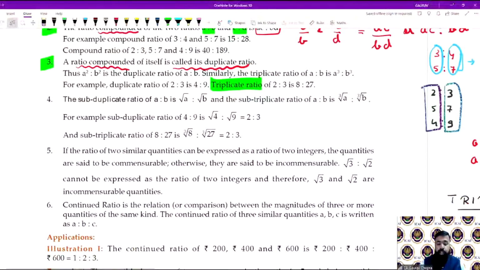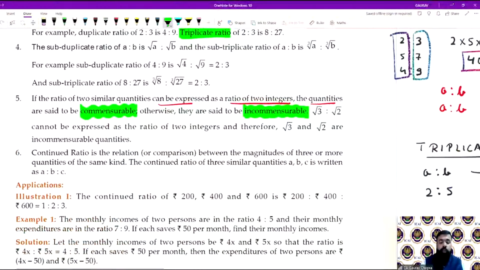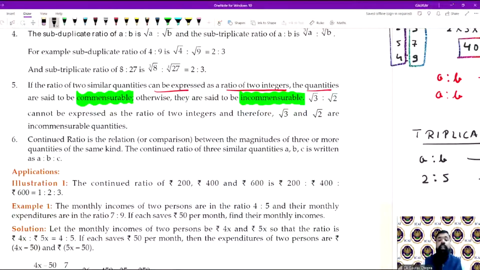Then point number 5: if the ratio of two similar quantities can be expressed as a ratio of two integers, the quantities are said to be commensurable. Otherwise, they are said to be incommensurable. So what this point wants to say is that if we can simplify the values under the root, then it is known as commensurable. But if they are not simplified, then it is known as incommensurable.